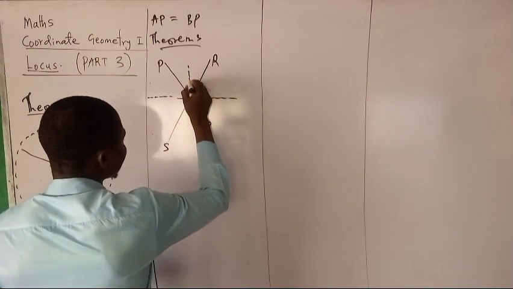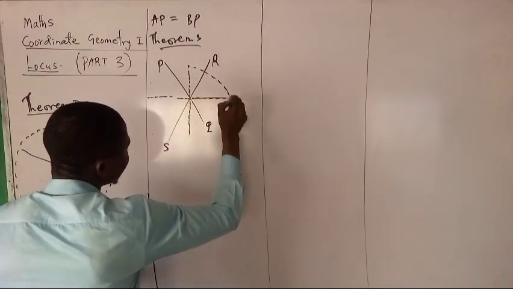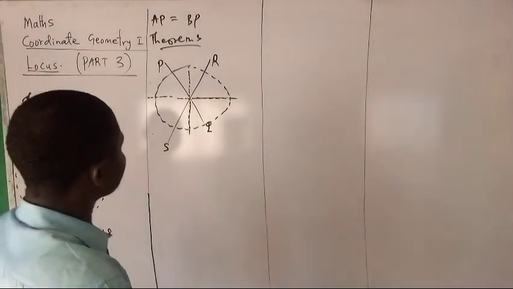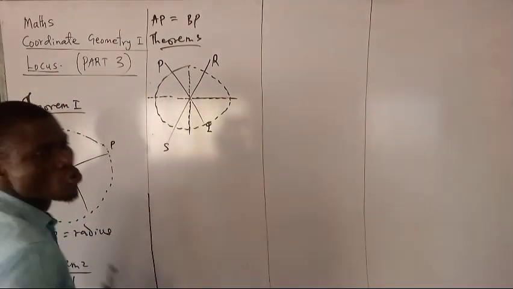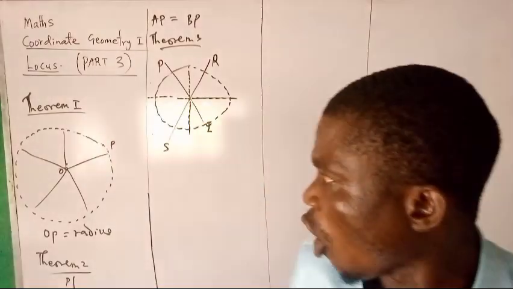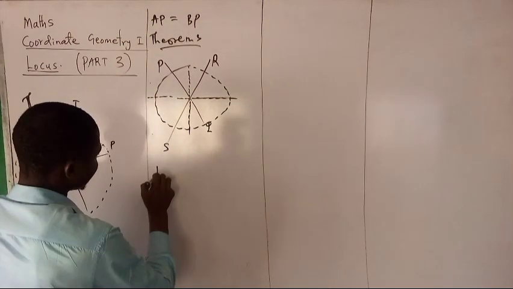And also this is the locus. In that case now, it can also form a circle, right? Alright, knowledge of this will help you by the time we'll be solving JAM past questions. You understand how to apply all these theorems. Understand?